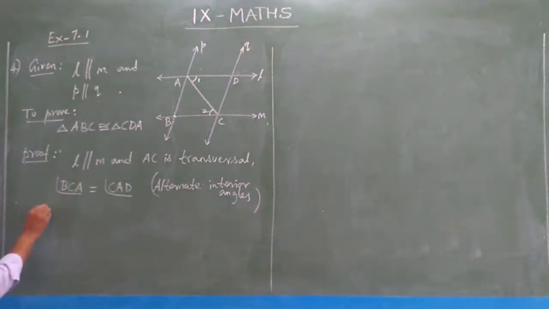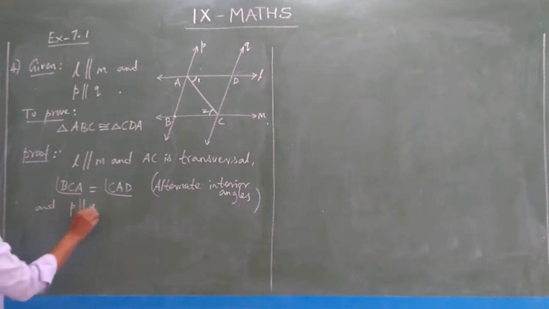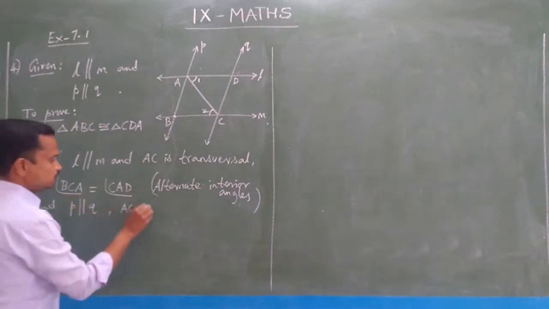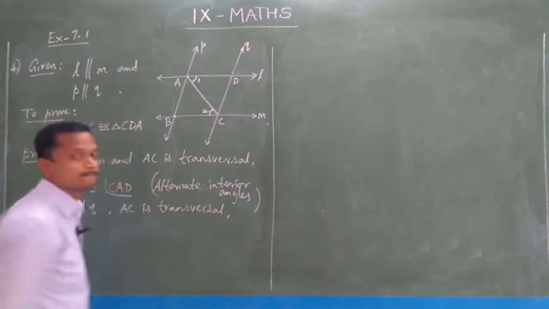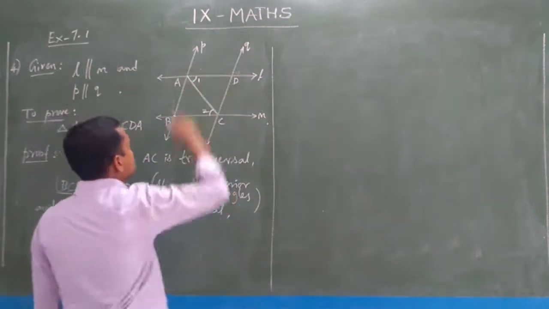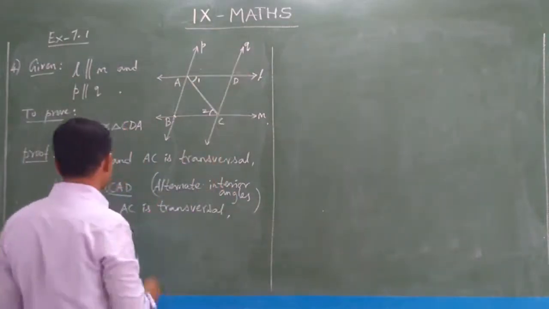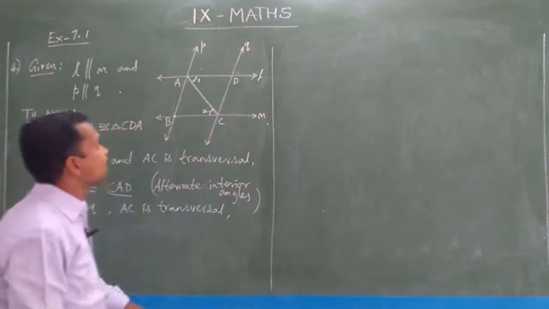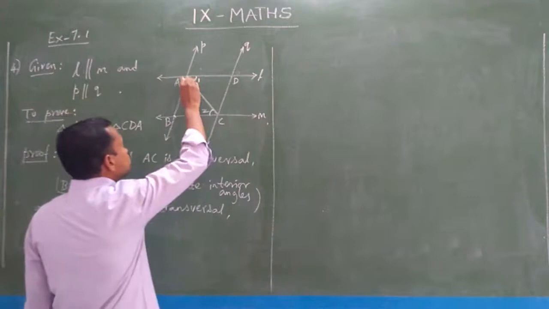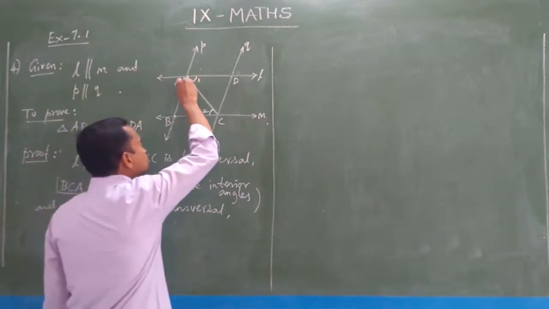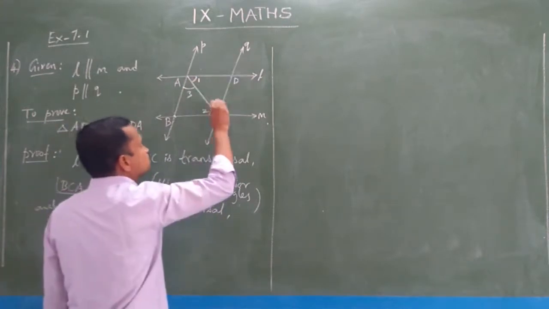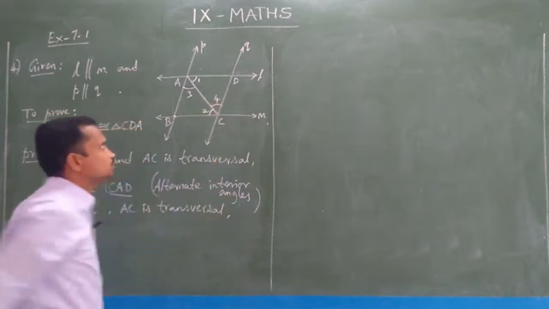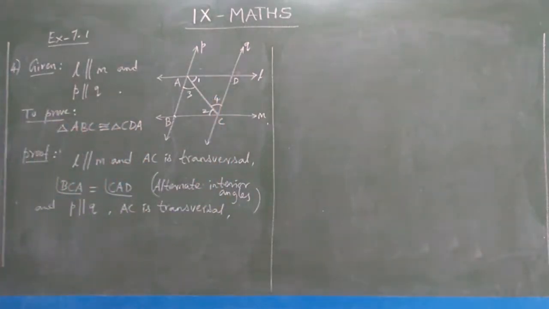And P is parallel to Q, and the same AC is the transversal. You see, line P and line Q are parallel, and AC is the same transversal. At that time what happens? The angle between the line P and the transversal is this one, name it as 3, and line Q and this transversal, this angle, you name it as 4. Then 3 and 4 are also alternate pair of angles. So you can have that they are equal.